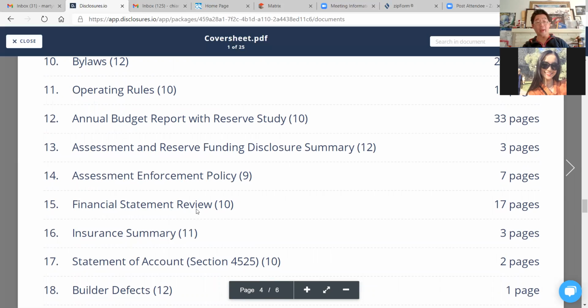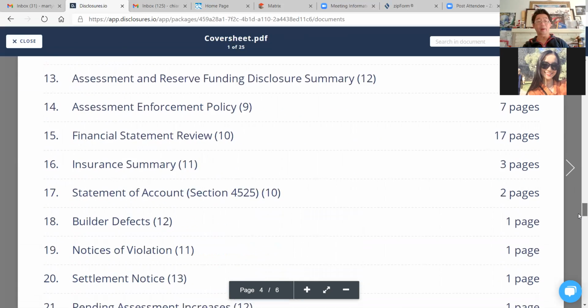The financial statement is the HOA's financial statement, which tells you how much money they have left and what the budget plan is, maybe for some repairs, some remedy, or maybe an expansion. And there's insurance, which is bought for the entire complex and doesn't cover you, because you need to buy your own home insurance. This is just the insurance for the entire complex.